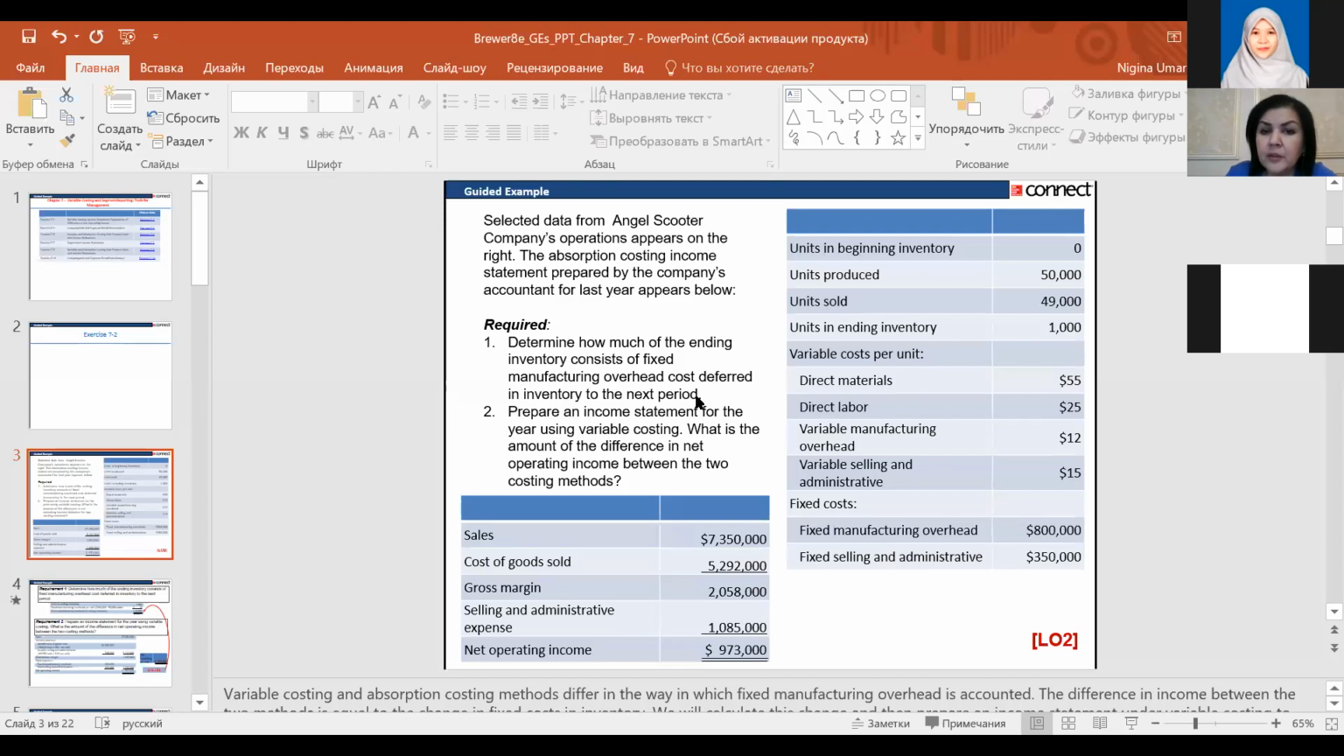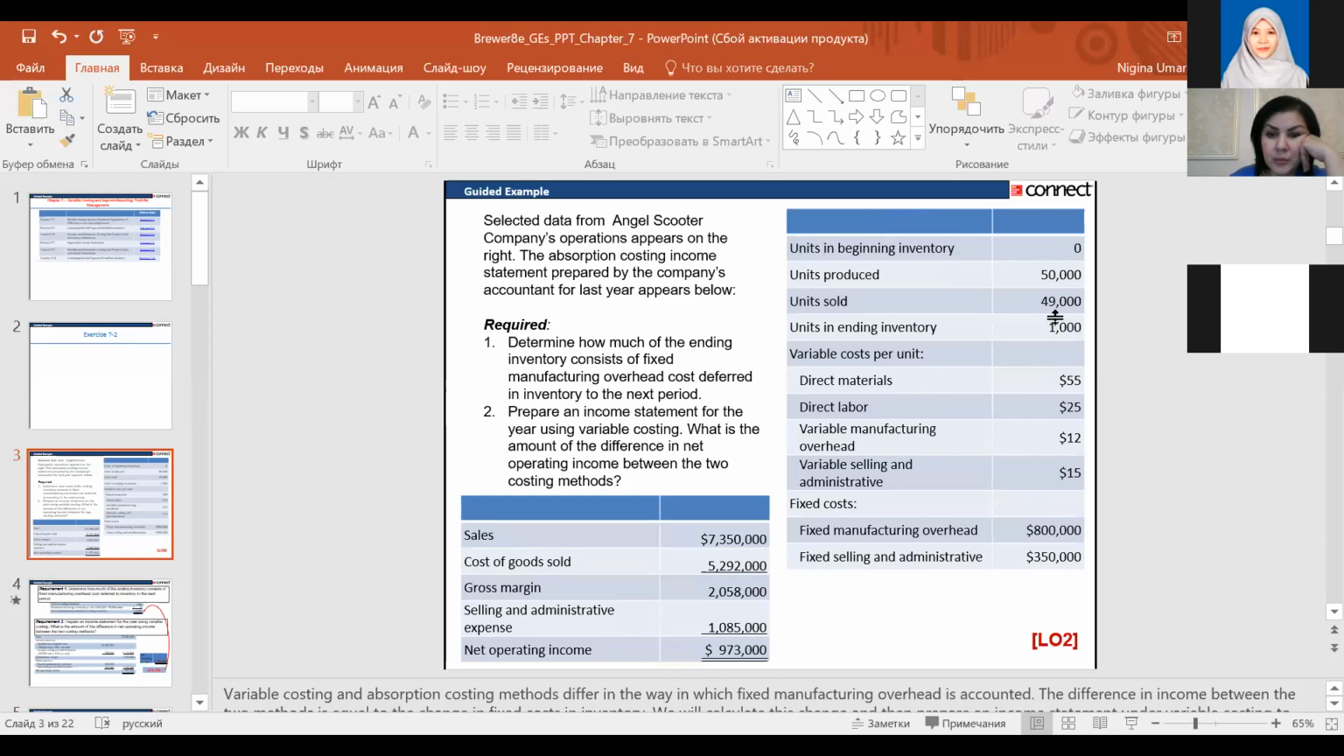So we have here in the right corner, you see this table. So units in beginning inventory 0, units produced 50,000, units sold 49,000 units. Units in ending inventory 1,000. So in ending inventory we have 1,000 units.